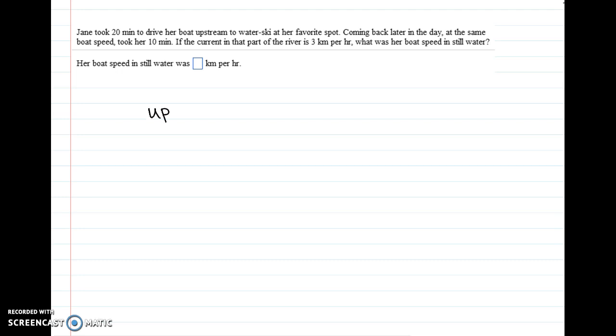Okay, so Jane going upstream. Her time is 20 minutes, which is 20/60ths of an hour. Her speed is her regular boat rate, r, minus 3, because she is working against the current in the river. The current in the river is going 3 kilometers per hour. She's going upstream, so she's going a speed that's 3 fewer than her actual boat speed.